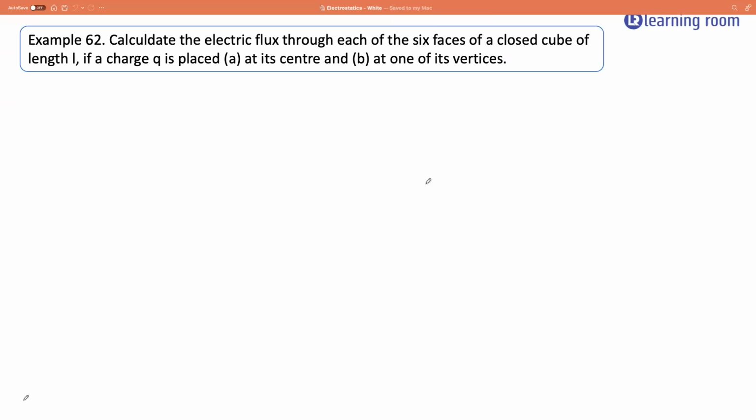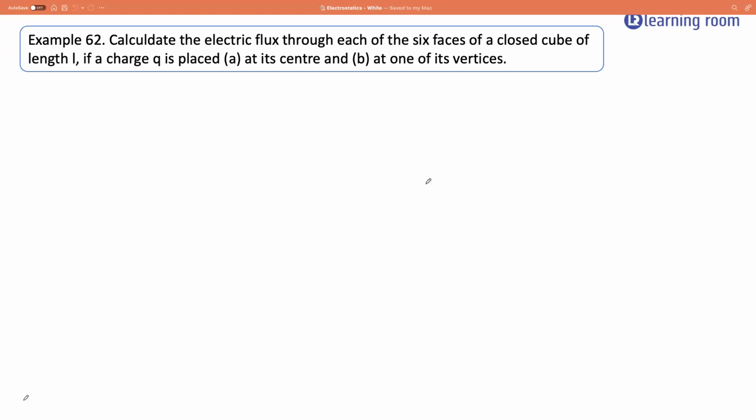Can we try this, number 7? We'll do this problem and then we'll wind up. We need to do some more problems based on Gauss law concepts, applications of Gauss law. Maybe in the next class, the first 10 minutes we'll do it and then proceed. So shall we try this? Calculate the electric flux through each of the 6 faces of a closed cube of length L, if charge Q is placed at the center.